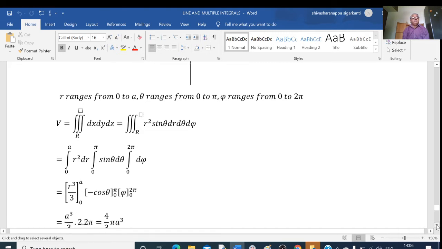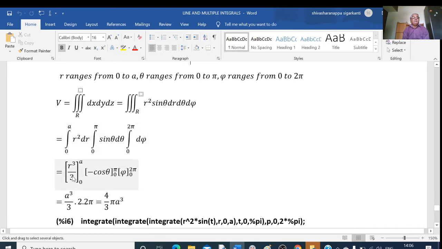So here first, the r square integration is r cube by 3 between 0 and a. The sin theta integration is minus cos theta between 0 and pi. The d phi integration is phi between 0 and 2 pi. Substituting the limits, here upper limit a cube by 3 minus 0, that is a cube by 3.